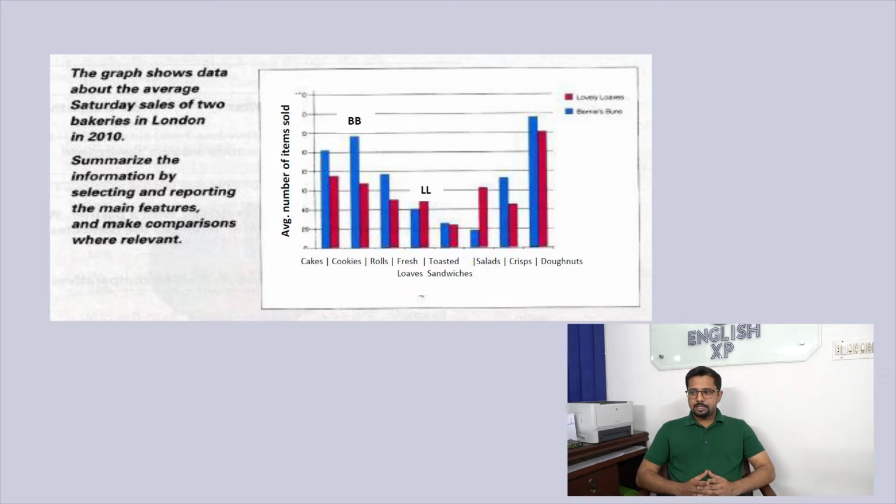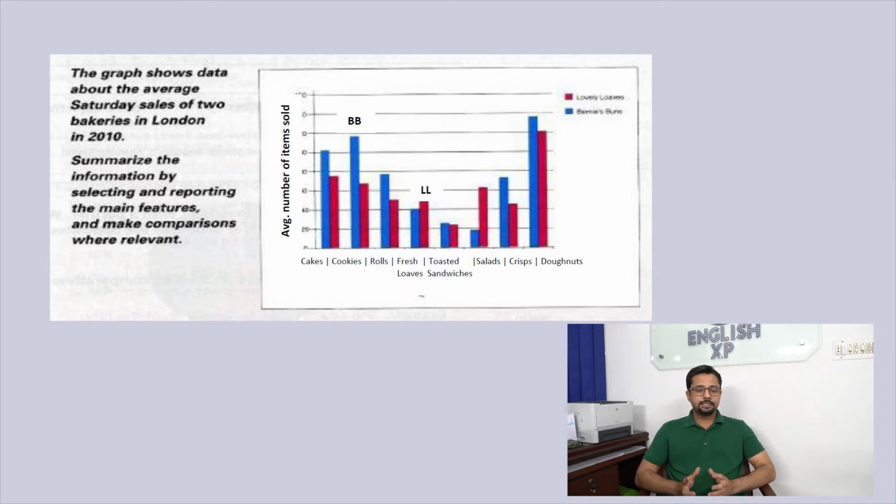Now we see that in this case, it's not like a trend chart. X-axis पे आपकी कोई timeline नहीं है. Instead, you have categories on your x-axis such as cakes, cookies, rolls, fresh loaves, and so on. We see कि वो 2 bakeries हैं, Lovely Loaves and Bernie's Buns, and they're giving us the average number of items sold. We always have to pay close attention to the labeling on the axes. That is what tells us what that axis represents.